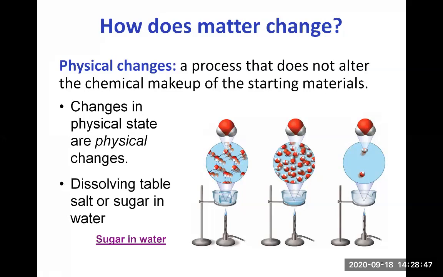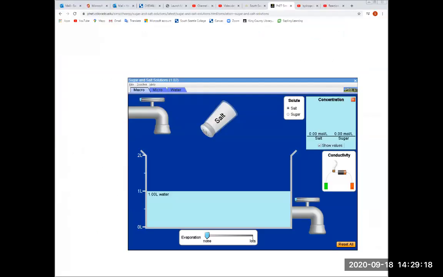Another physical change is when you're dissolving a table salt or sugar in water. So let's look at an animation. This animation from PHET Colorado EDU will show you what happens when you are pouring salt. So let's pour some salt in that water. We have a liter of water, and so let's pour some salt.